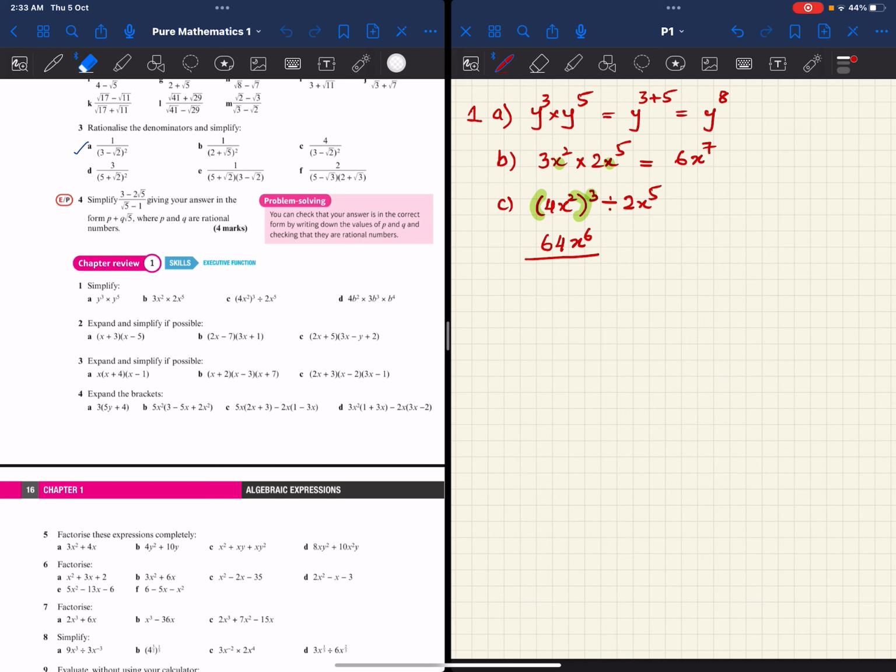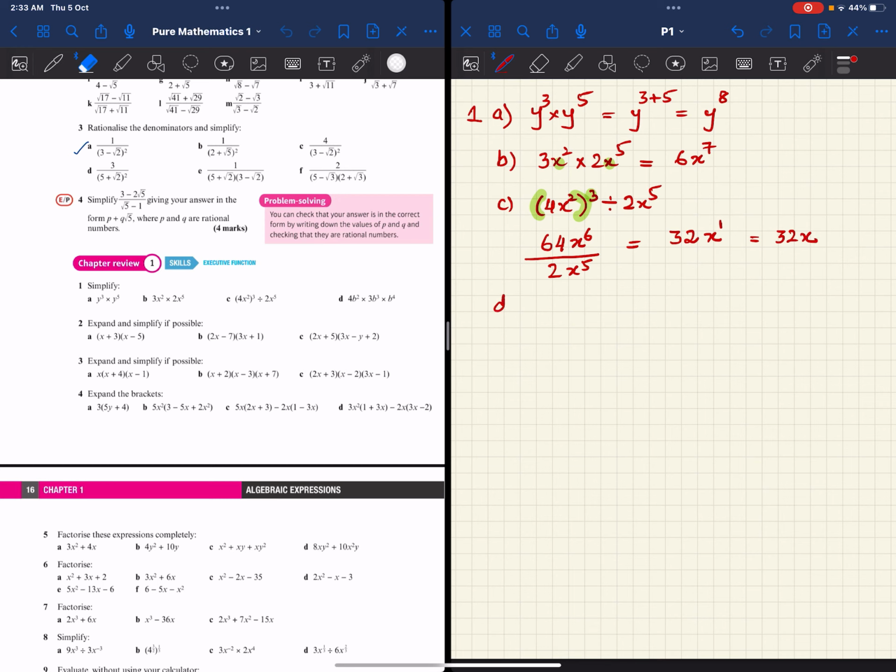This is divided by 2x to the power of 5. Now 64 divided by 2 gives us 32. And x to the power of 6 divided by x to the power of 5. When bases are the same and they are divided, powers are subtracted. So 6 minus 5 gives us 1. We can write it as 32x.